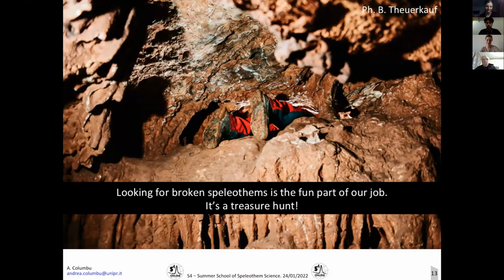It's like a treasure hunt, and we have the possibility to be kids again, to play a little bit. So sometimes it's really just fun to look for different pieces of broken speleothems in the cave and try to make a jigsaw puzzle and just have fun while we are doing our job. So we should not forget this.